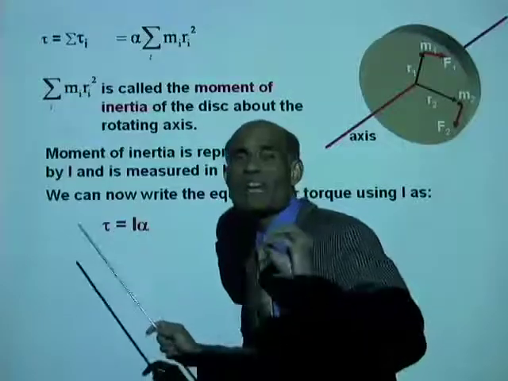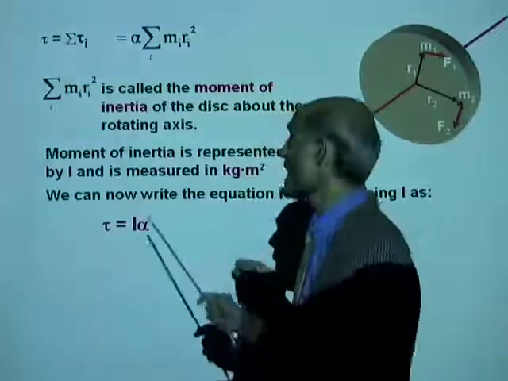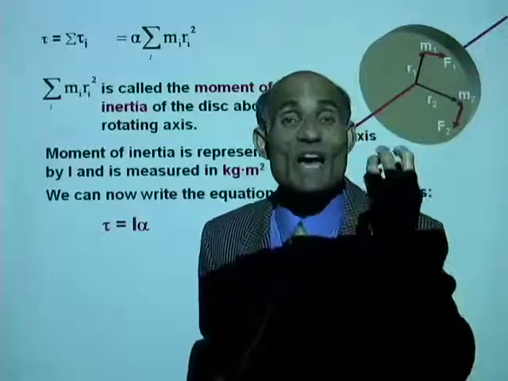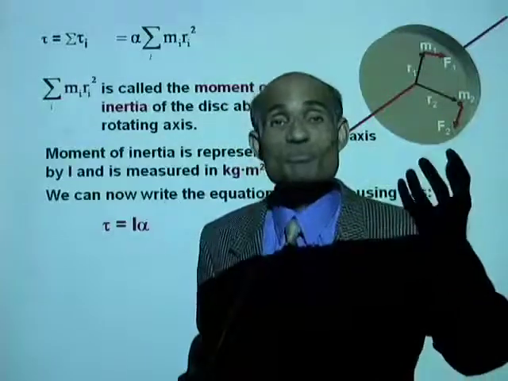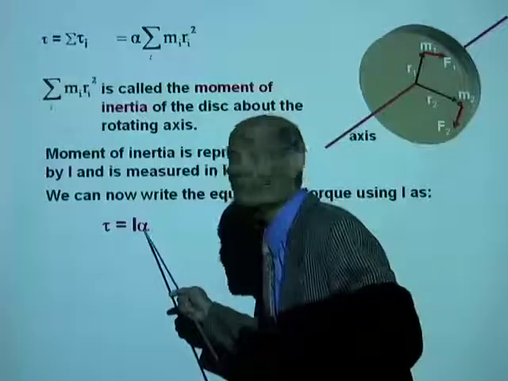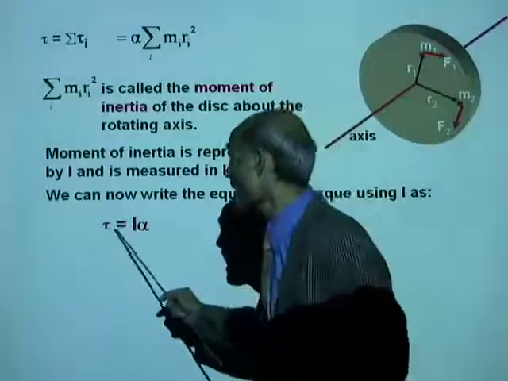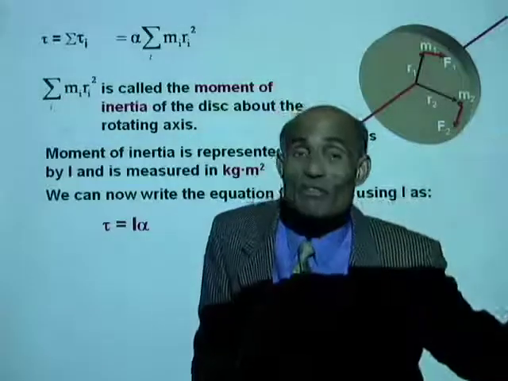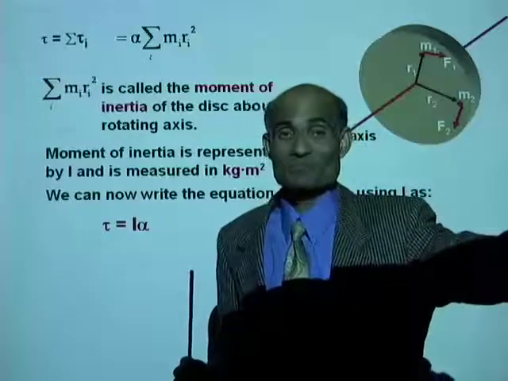Corresponding equation in linear motion. This is the rotational motion, tau equal to I alpha. The corresponding equation in linear motion is F equal to ma. You see that? Linear acceleration is produced by a linear force. A rotational acceleration is produced by a torque. So, tau equal to I alpha takes the place of F equal to ma in translational motion.